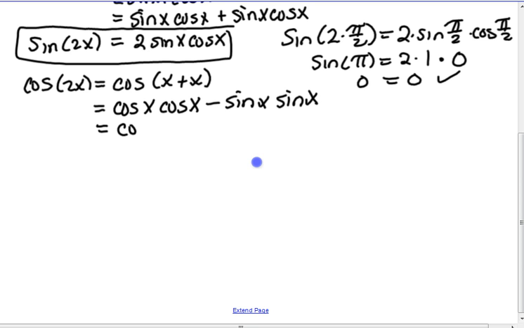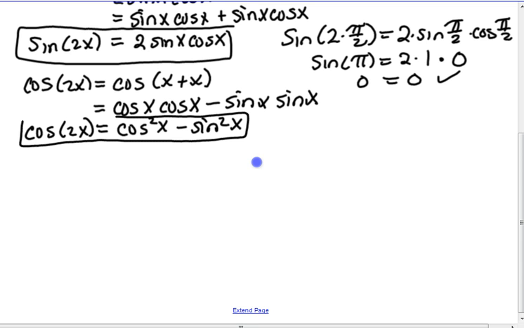So this would be cosine squared of x minus sine squared of x. Now don't mix this up with cosine squared of x plus sine squared of x. That equals 1. This is cosine squared of x minus sine squared of x. So that is our second property.